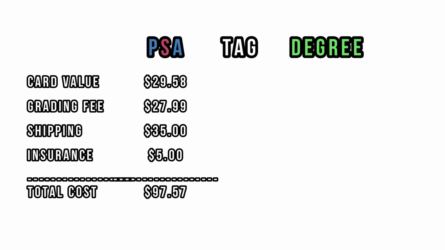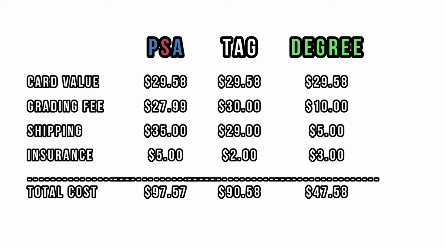The total actual cost for using them is $97.57, taking into consideration that's card value included. So if you opened your card from a booster pack, don't account for that $29.50. That's just the value of the card. I'm just assuming you're buying the card outright, which is why that card value is in there. Looking at TAG and Degree grading, there's a substantial difference in cost between Degree and PSA and TAG, because they're going on the cheaper side since they're less well known than the other two.